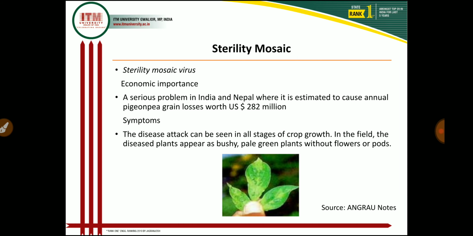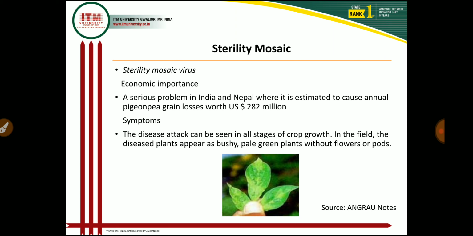And the next disease is the pigeon pea sterility mosaic, and this disease is caused by the sterility mosaic virus. This sterility mosaic virus is the most important disease in the pigeon pea crop, and this disease is a serious problem in India as well as in Nepal, where it is estimated to cause annual pigeon pea grain losses of up to $282 million. So it is a huge amount of grain losses occurring due to this sterility mosaic disease.